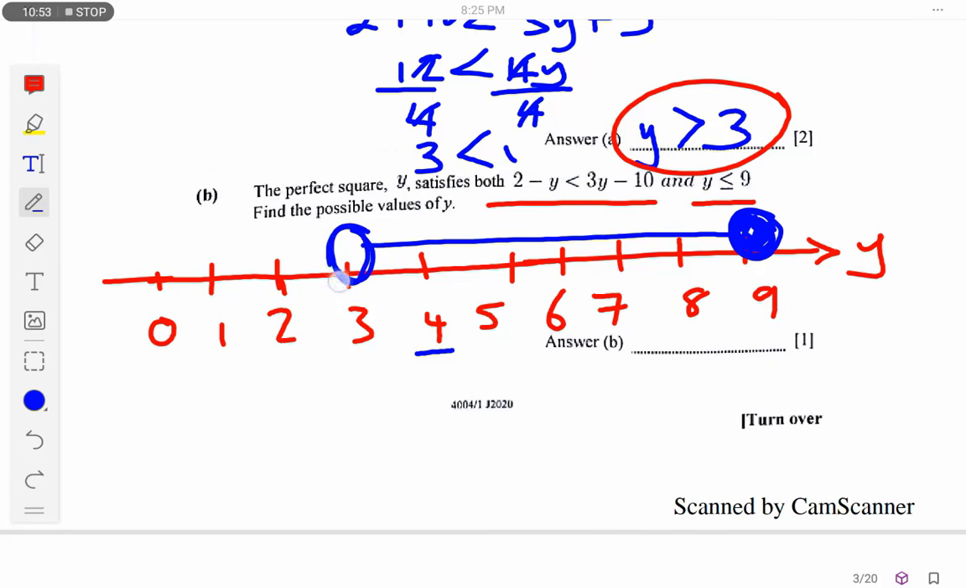This circle without shading means we don't include 3. So we can take 4, 5, 6, 7, 8, and 9 there. Those are our possible values of y. Then you can write that answer. Let's move on.